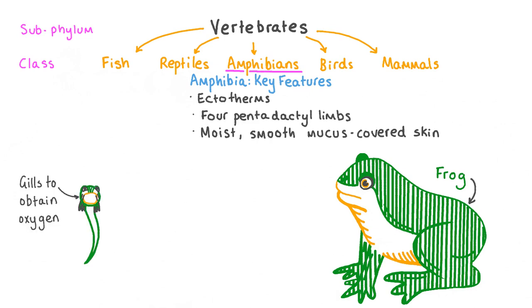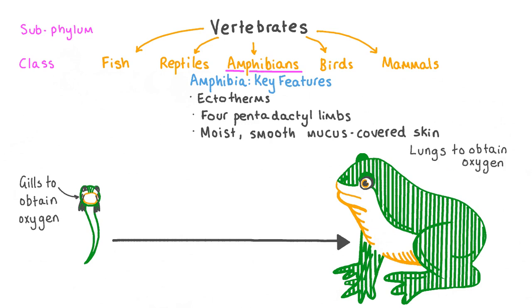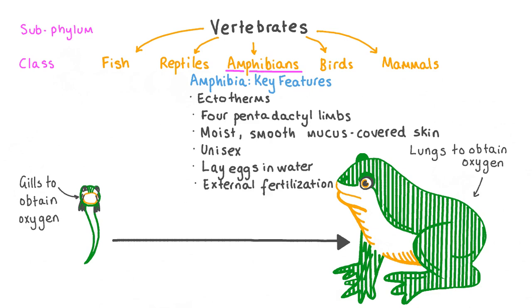In their embryonic and young forms, amphibians tend to have gills to obtain their oxygen, as they primarily live in water, like fish. As they grow into adults, however, their bodies change dramatically as they start to spend part of their lives out of water. In fact, adult amphibians develop lungs to obtain oxygen via gas exchange with atmospheric air, instead of dissolved oxygen in water. Amphibians also tend to be unisex, but unlike reptiles, they usually lay their eggs in water. Partly due to this, like fish, their eggs are usually externally fertilized.